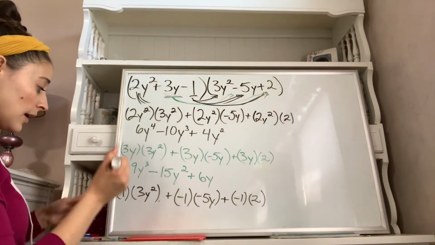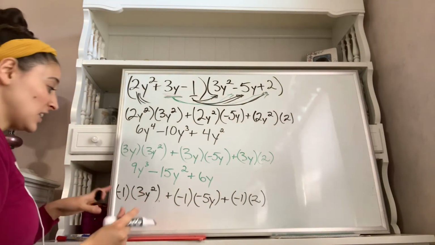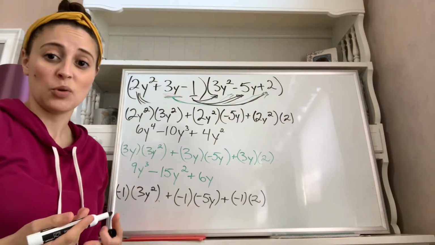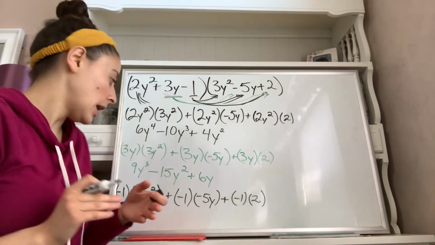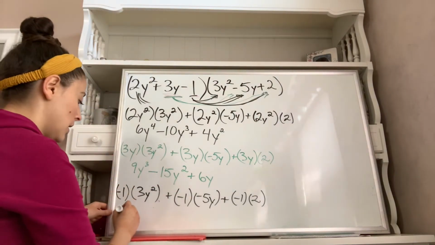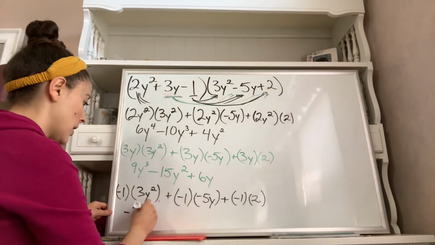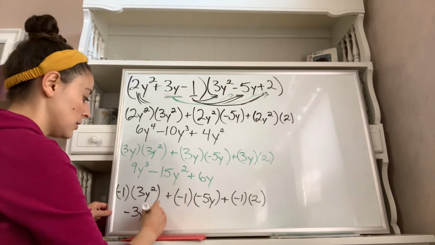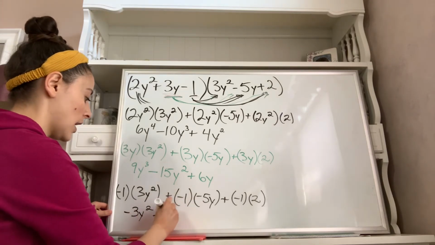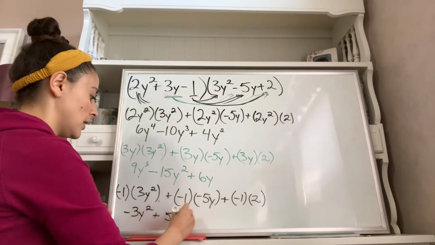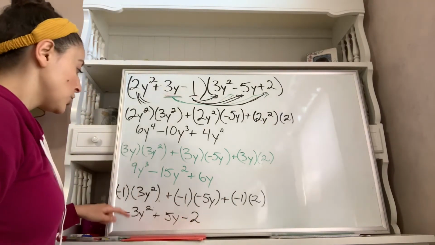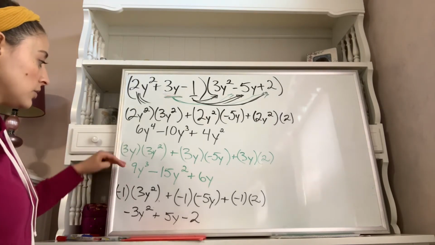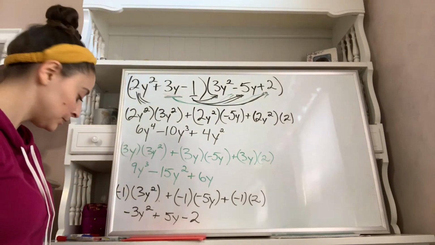So that ends up being negative 1. Basically, whenever you multiply by a negative 1 or divide by a negative 1, you're keeping the value the same and just flipping the sign, right? So now we're going to end up with a negative 3y squared, a positive, because it was negative, positive 5y, and a minus 2, because it was plus 2 before, now it's minus 2. So now we have our 3 trinomials that we are going to be adding together.